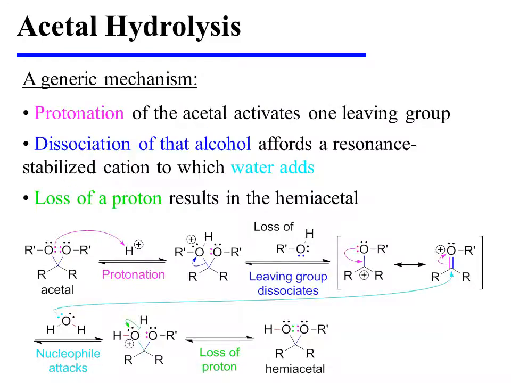The hydrolysis of an acetal occurs via the exact same mechanistic steps. They simply occur in reverse. In other words, the acetal can first be protonated on one of the alkoxy groups. This activates one of those groups as a good leaving group, and dissociation of that alcohol affords a resonance stabilized cation.